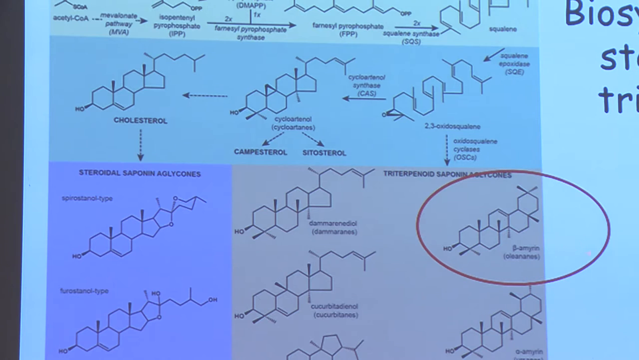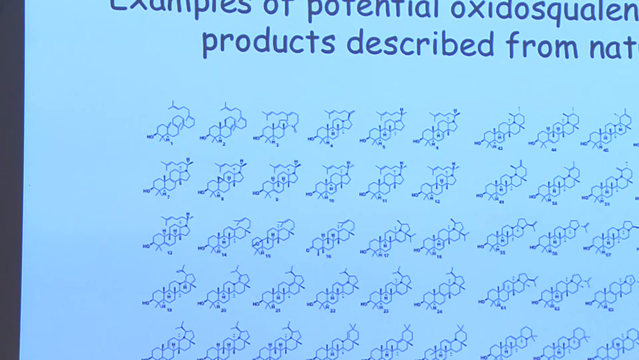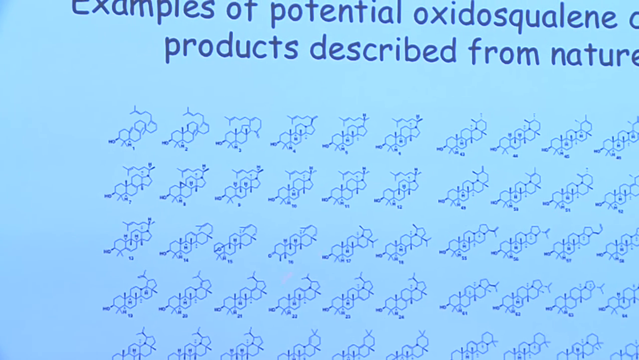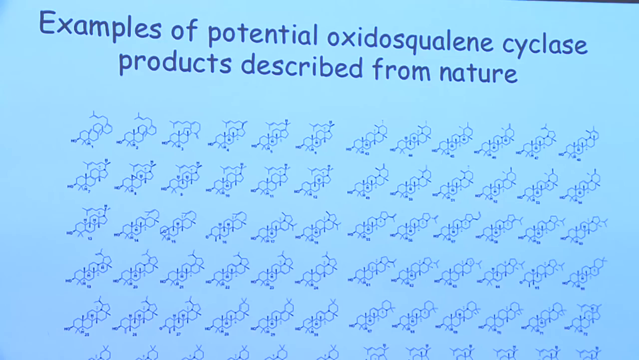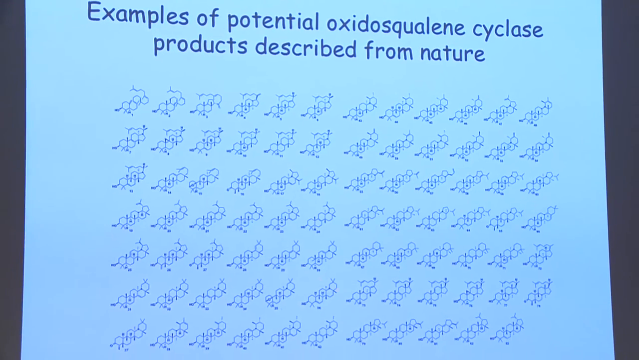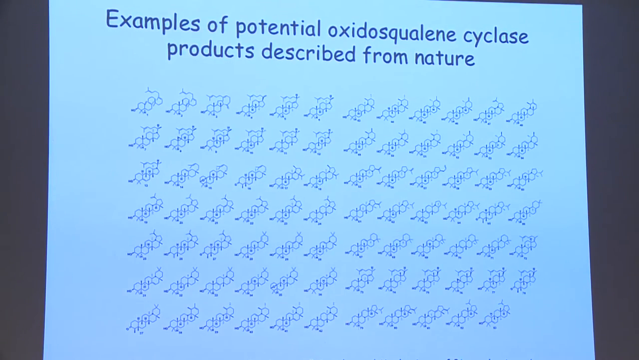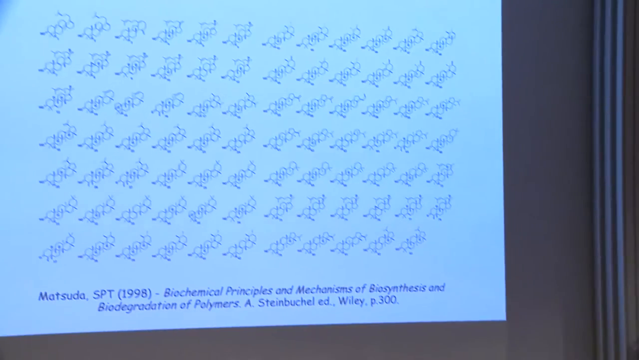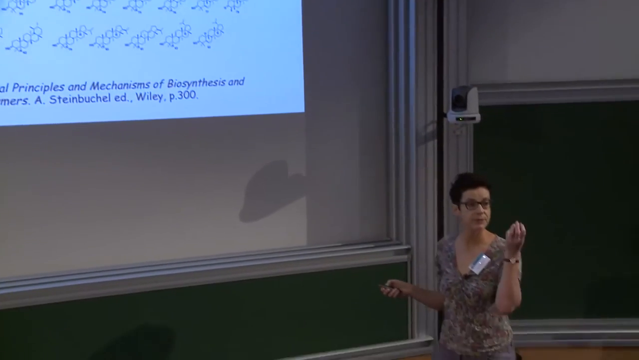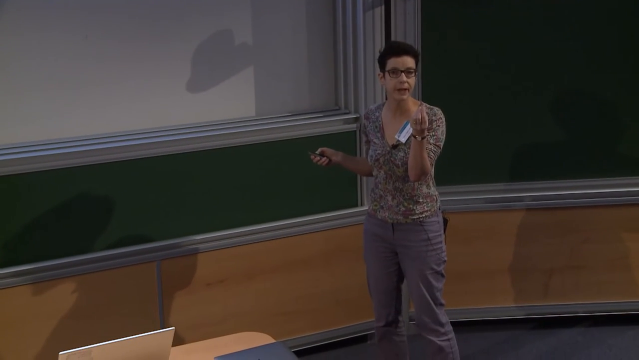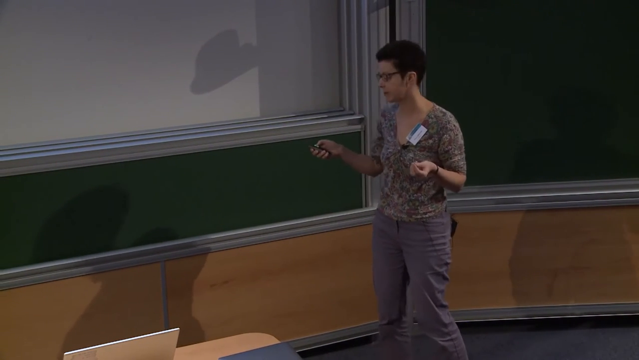So beta-amyrin happens to be very common in plants, but it's also a precursor. Oh, sorry, before I say that, I've just mentioned that these are some of the alternative cyclization products of 2,3-oxidosqualene. Actually, there are an awful lot more of them out there, and these are just a few of them. So these are structures that have been reported from nature, and their structures are consistent with their being made by cyclization of 2,3-oxidosqualene. So just with this very simple precursor, we're already getting a huge amount of structural diversity.